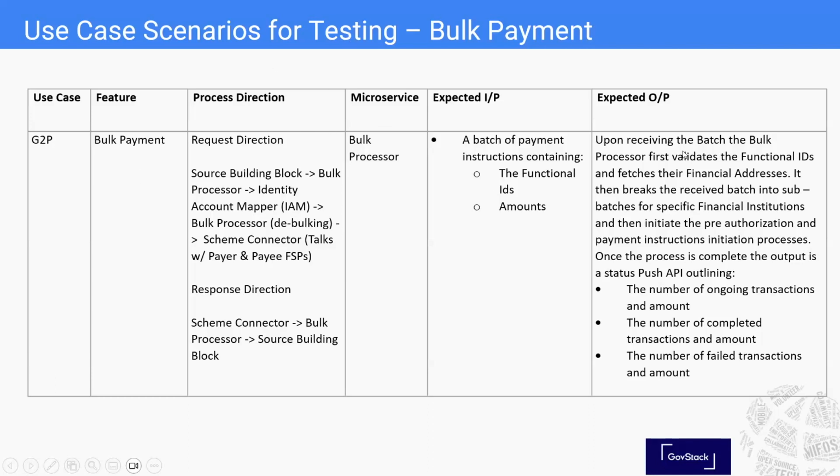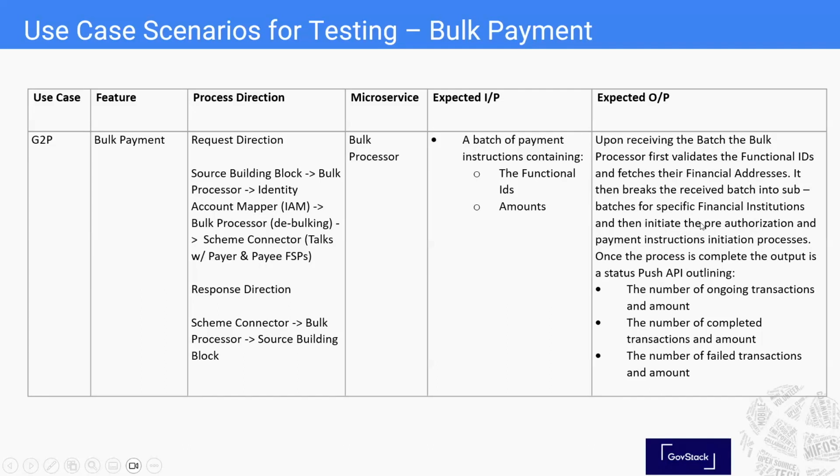So what is the expected output once that request is received from a source building block? As I just told you, I walked you quickly through the processes that occur once it receives the batches. It first validates the functional IDs, then fetches their financial address, then it breaks them into sub batches. It again requests for pre-authorization. Once it receives authorization, then it sends out the request to honor those transactions.